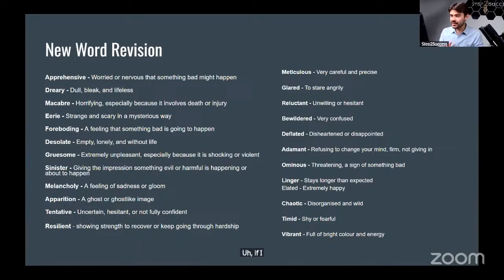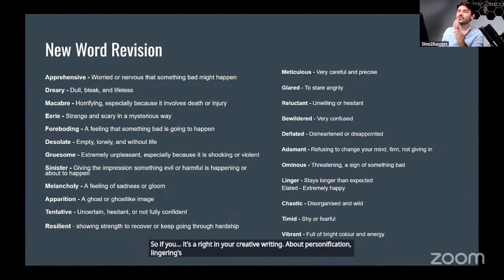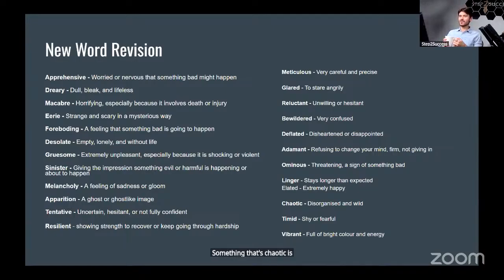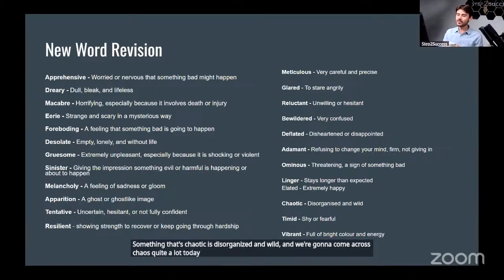If I was to linger, the verb linger, I'd be hanging around. Smells can linger, people can linger. This is a good verb maybe to use in an example of personification. So if you were to write in your creative writing about personification, lingering is a great thing that you can have double entendres for. Something that's chaotic is disorganized and wild, and we're going to come across chaos quite a lot today when looking at Macbeth.